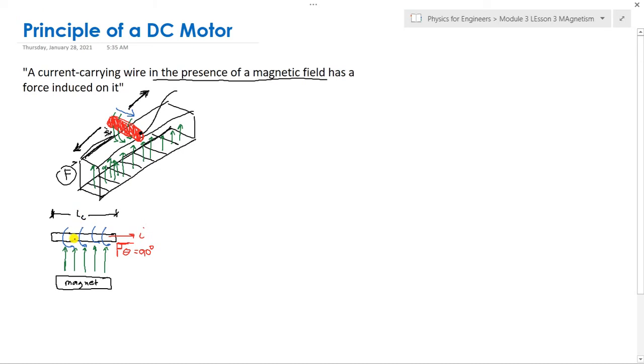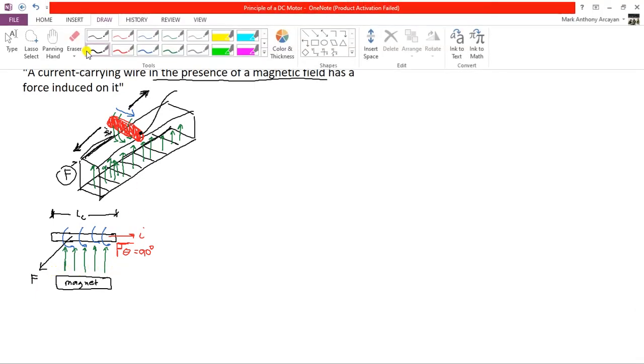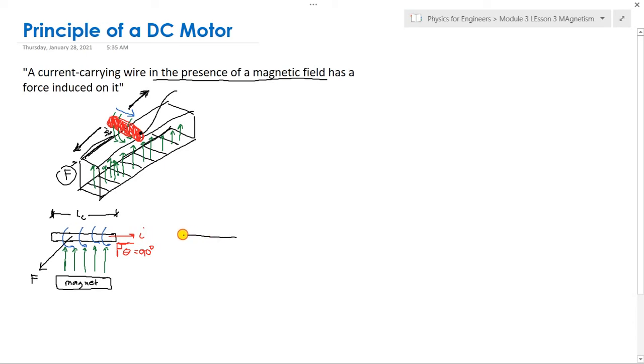The force is always perpendicular to your conductor, because it gives the direction of our movement. If a force is induced, of course it will move our coil, I mean our conductor. Here the force is here. We can use the right-hand rule to verify the direction. So this is the force it generates in that direction. Now, if we change the direction of the current, again another conductor with a length LC.